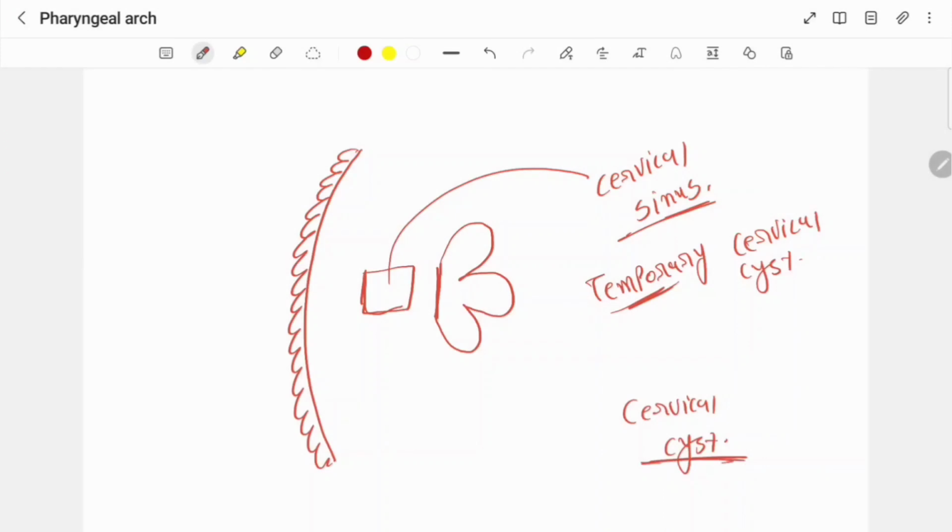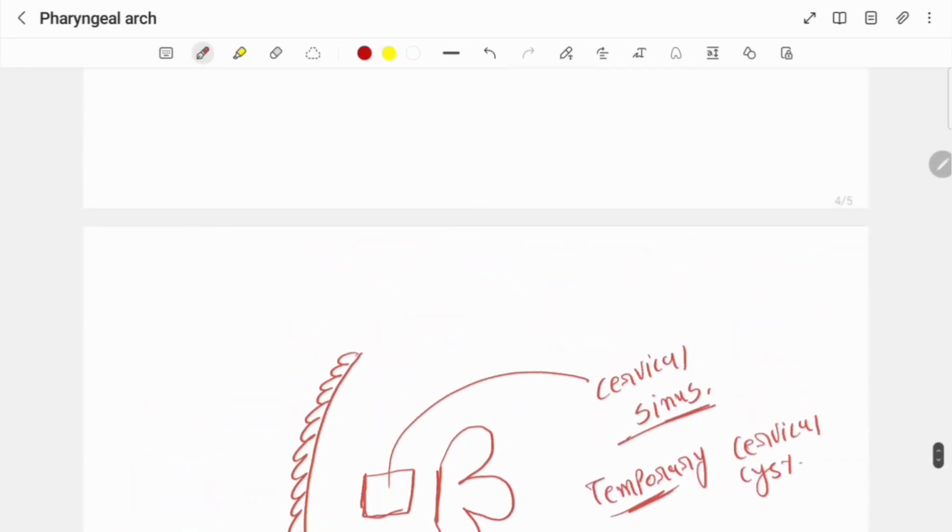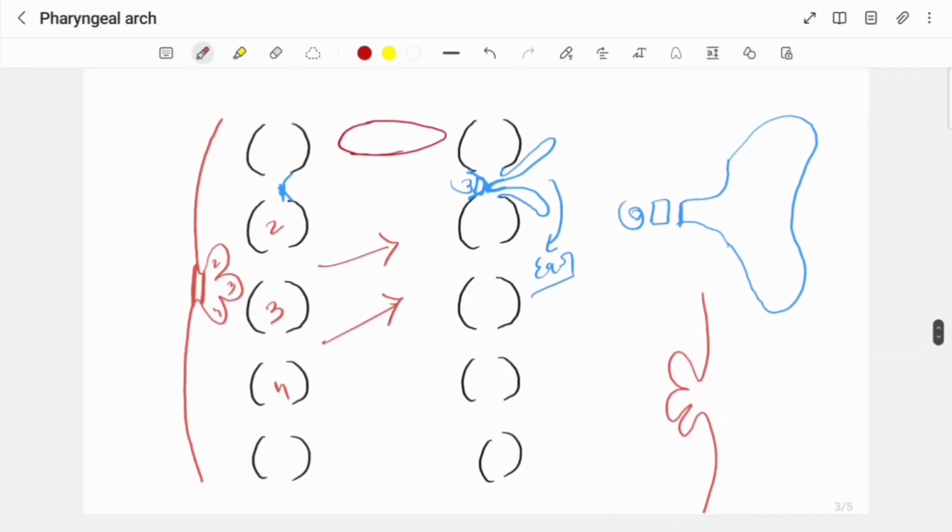Now if this cyst persists with development, where will it be present? In your neck. Exact location: anterior to your sternocleidomastoid muscle. And what will this cervical cyst do to you? It will compress your surrounding structures and create a problem in our body. So this cyst should disappear with development. Only 2 to 3% of cases have this cervical cyst. Otherwise, it will disappear. Clear till now?